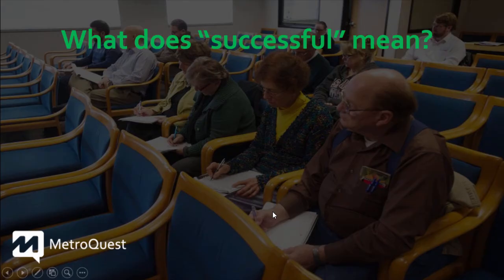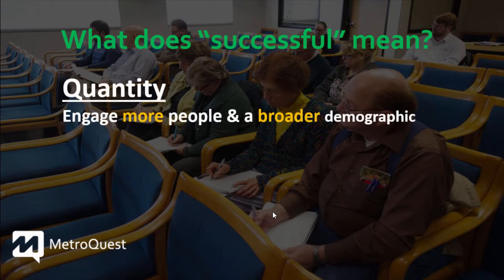One of the first things that we did is we've now looked at over 225 different case studies, and we asked each agency that was being interviewed the same question: what do you mean by successful? And we heard some common themes coming out of that. The first one is the quantity of engagement. Not only do they want to engage more people than are typically participating in their efforts, but they wanted to make sure to engage a much broader demographic than tends to be showing up.